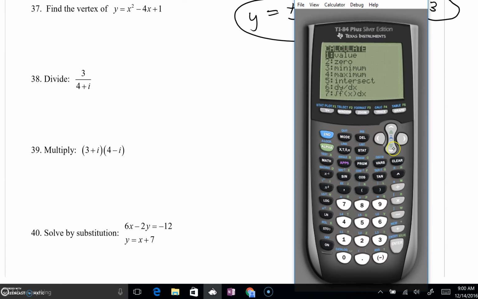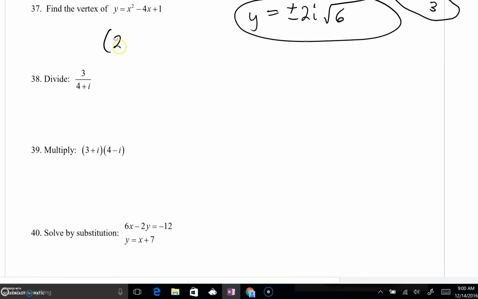We'll go to second calculate, go to min. What you want to do is type in -10 for left bound, +10 for a right bound. Now, here is our low point. You can see the little white point on the calculator screen. If you go straight up, looks like that's at a tick mark of 2. Could try that. Sure enough, our minimum, our vertex, is 2, -3.